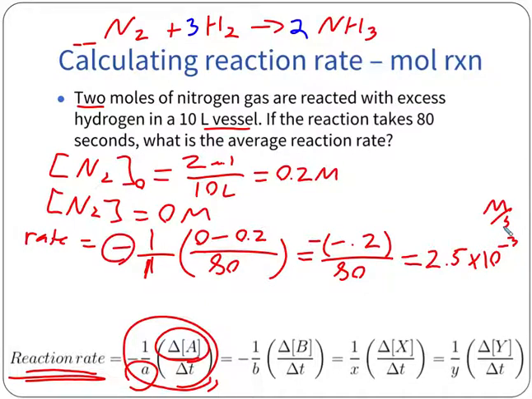Sig fig wise, the 2 is infinite sig figs, 10 liter is 1 sig fig, 80 is 1 sig fig, so there's going to be 1 sig fig. So it ends up being just 3 times 10 to the negative third molar per second is my overall reaction rate. All right, so now we're not just doing the reaction rate of an individual thing, we're doing the overall reaction rate that's going to apply for the whole reaction.